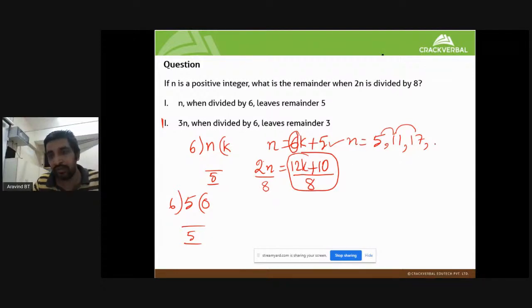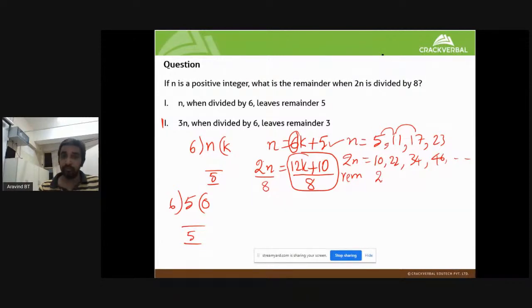So if n is 5, 11, 17, 2n will be 10, 22, 34, next number will be 23, 46, and so on. Now, what are the remainders? If you divide 10 by 8, the remainder is 2. If you divide 22 by 8, the remainder is 6. If you divide 34 by 8, the remainder is 2. So do we have a unique remainder according to the first statement alone? We don't. Therefore, the first statement alone is insufficient.